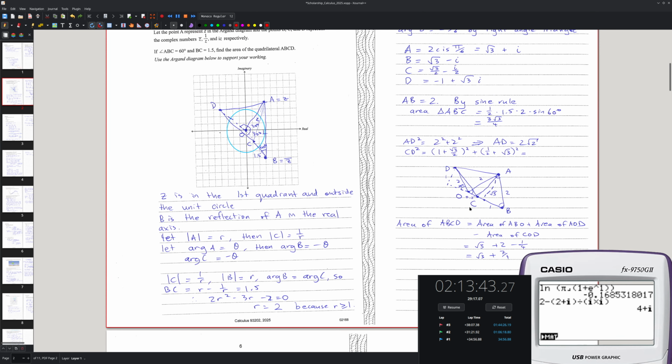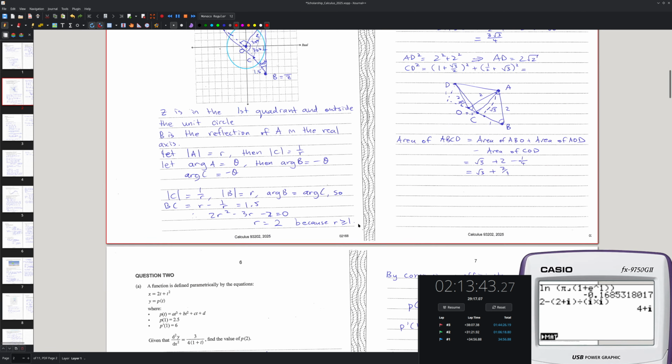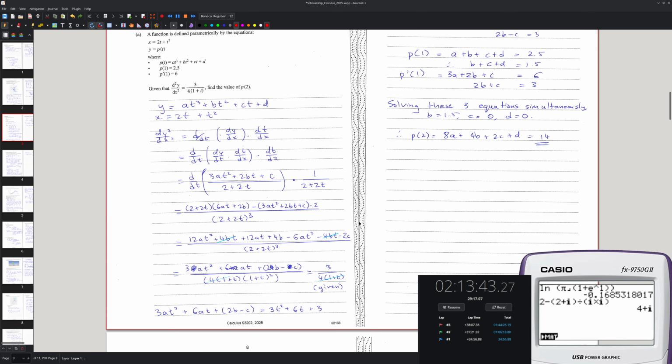7 over 4 plus square root 3. Could be wrong. Yeah, I got that as well. Okay, that's good, that works. Then we got 14 for question 2A. 14, yep.